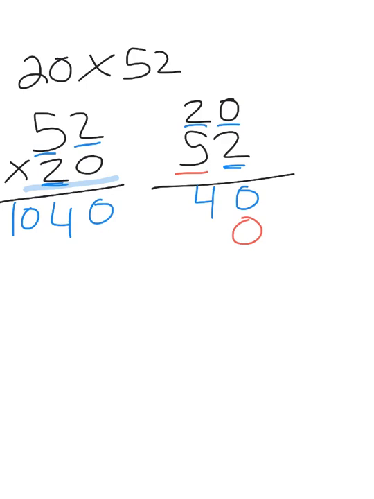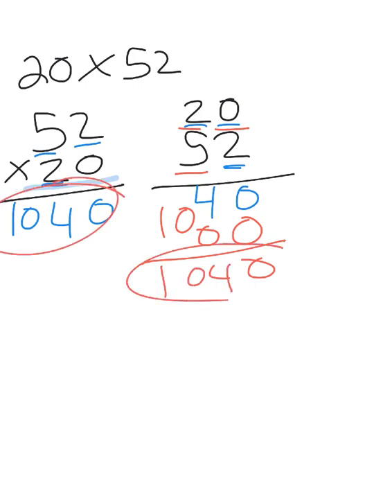So we're going to drop a 0. Then we're going to multiply 5 times 0, which is 0. Then 5 times 2, which is 10. Then we would add our partial products. We would still get the same answer, but multiplying a multiple of 10 by placing the 0 or the tens place on the bottom is a lot easier because it gives us one less step.